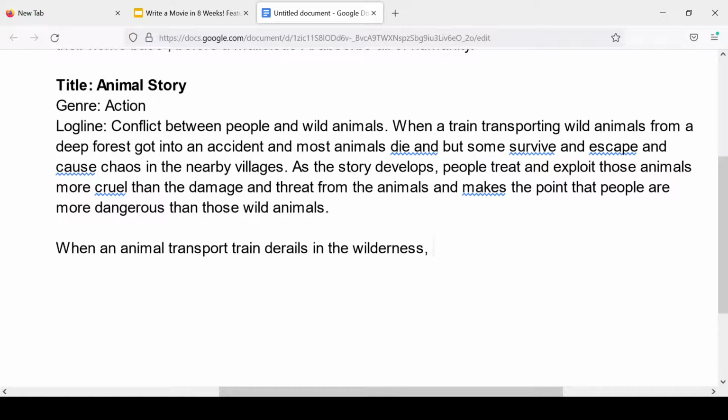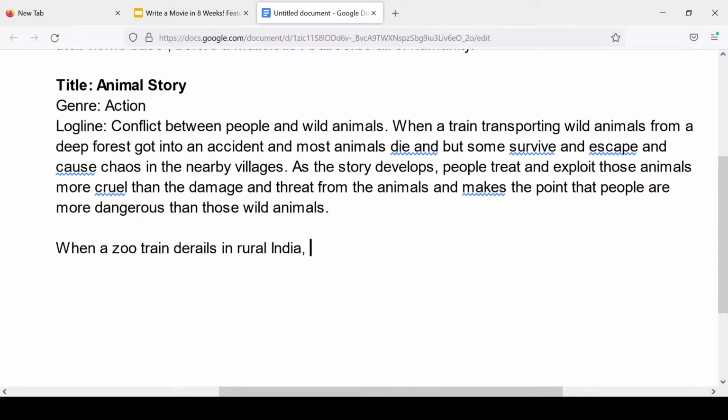Basically the plot is like somewhere in deep jungle, maybe African forest. So they want to transport animals to zoos all over the world, and that train got derailed due to an accident and caused a lot of chaos in the nearby villages in that forest close by.